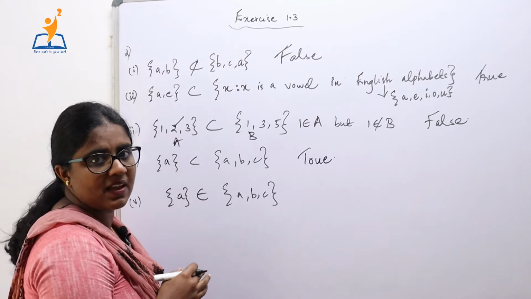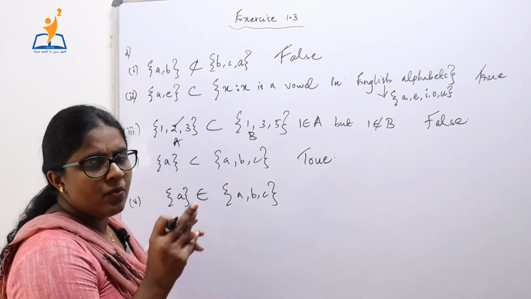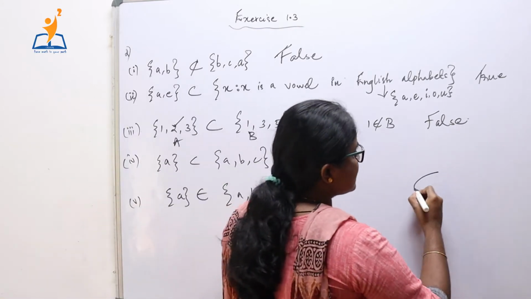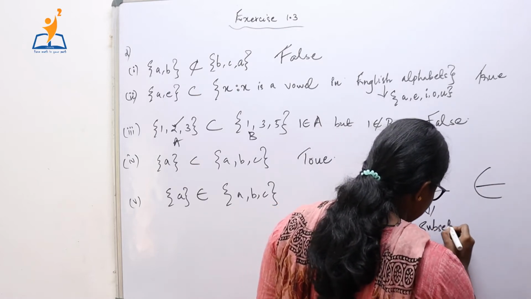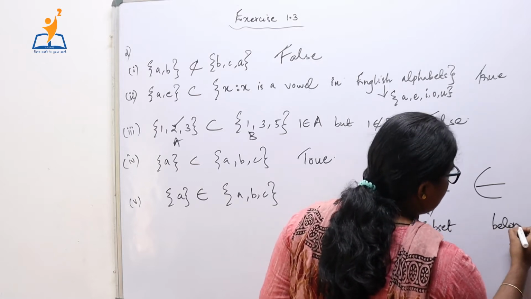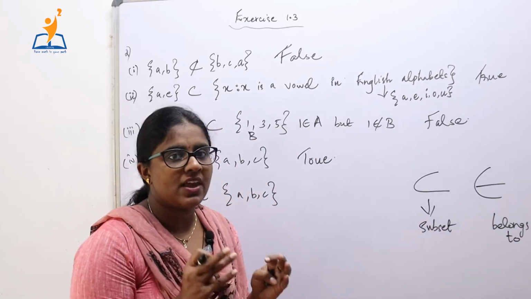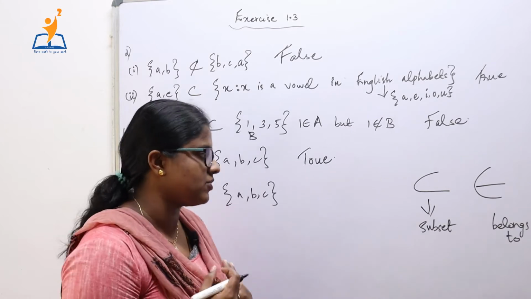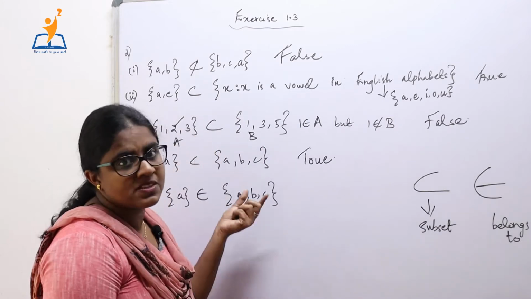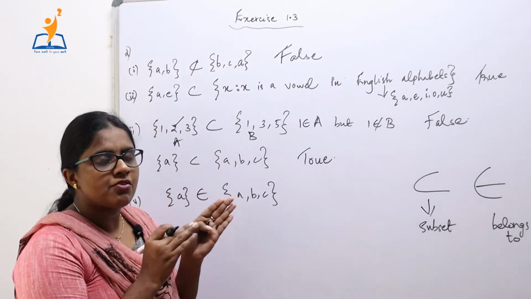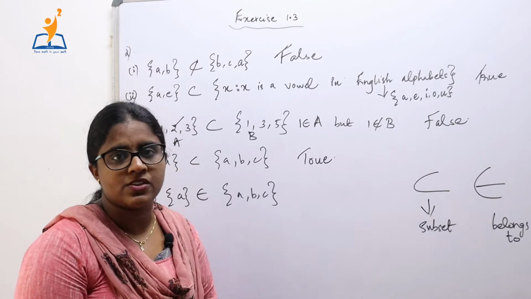Now the last question from second question. Set A belongs to set A, B, C. What is the difference between subset and belongs to? We read this as subset and this as belongs to. We have learned these two concepts in the previous classes. So if you have any doubt, go through the previous classes and come back to this class. So we know that a set A is said to be a subset of B if every element of A is present in B. Hence we will say that A is a subset of B.